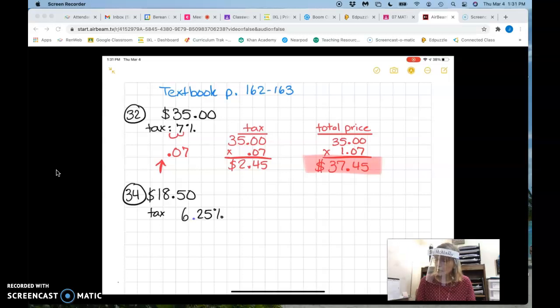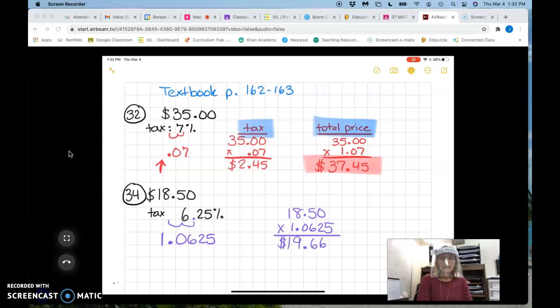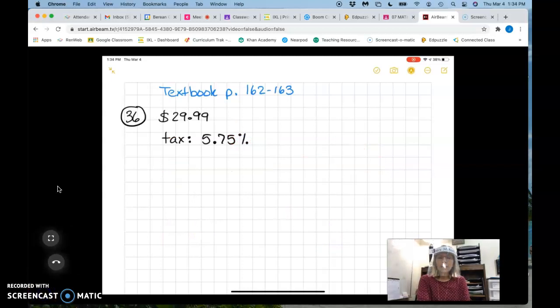Move the decimal point. So I'm going to move the decimal point 2 places. And I'm going to rewrite it. And I'm going to put a 1 in front because I want to find the total amount. This is a long one, but just type the whole thing in your calculator. It'll give you the answer. So the price of the hat with the tax is going to be $19.66. So solve 36 on your own, and then I'll come back and show you the solution.